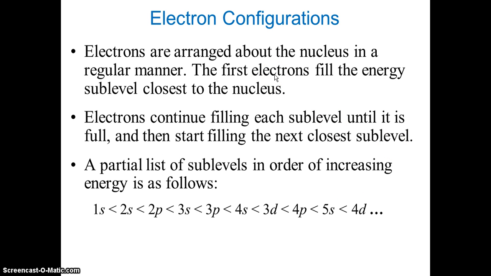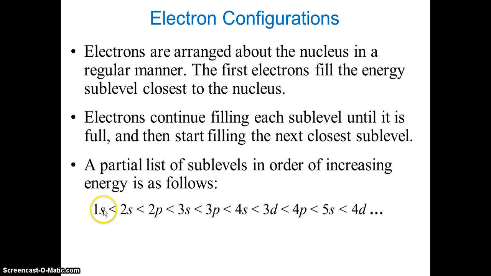Now, electronic configuration. Electrons are arranged about the nucleus in a regular manner. The first electrons fill the energy sublevel closest to the nucleus, and we know the first energy level contains 1s. Electrons continue filling each sublevel until it is full and then start filling the next closest sublevel. The order of increasing energy of the sublevels is 1s, 2s, 2p, 3s, 3p, 4s, 3d, 4p, 5s, 4d and so forth.